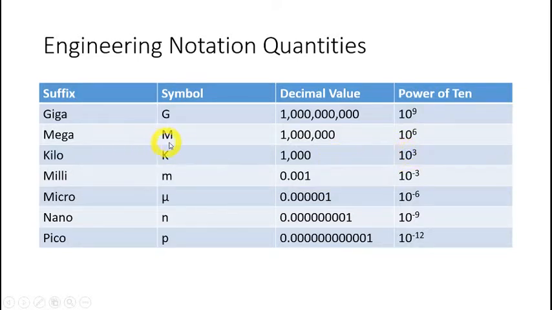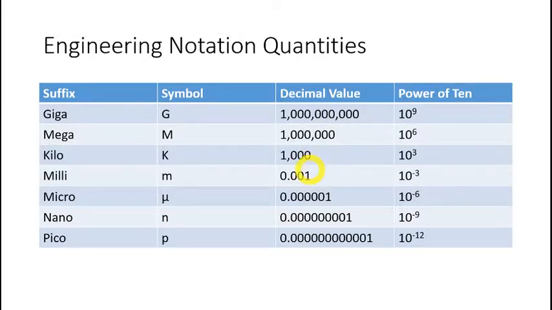But we have some others here. If you get up to 1,000,000, that's going to be mega. So anything from 1,000,000 up to 999,999,999 will have this mega behind it. Get 1 over that, you're going to be into the giga range. And the giga range is going to be a 1 with 9 zeros behind it, and is represented by 10 to the power of 9. Okay.